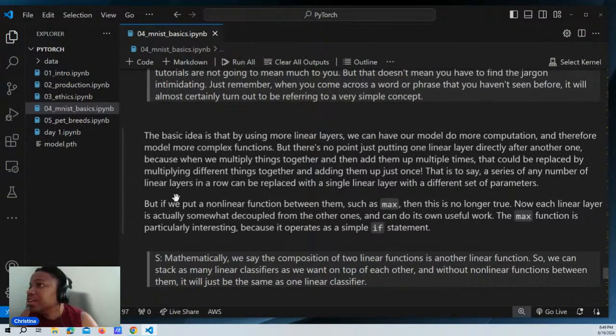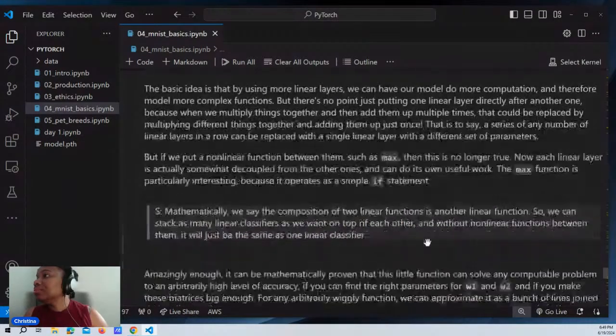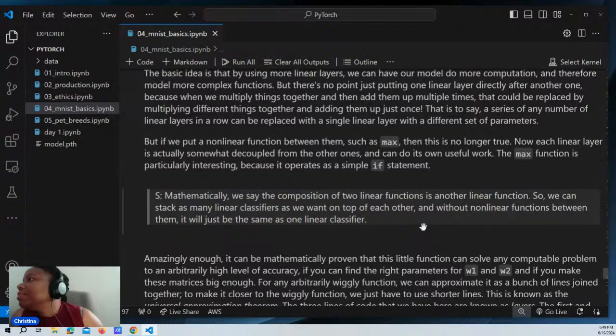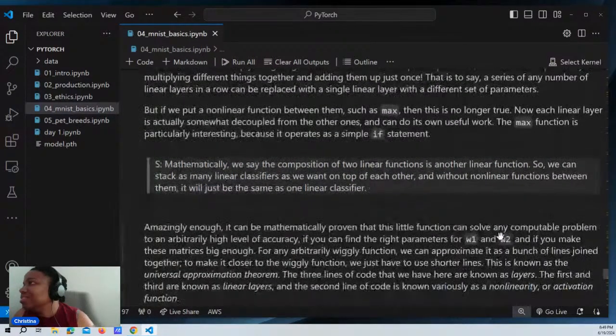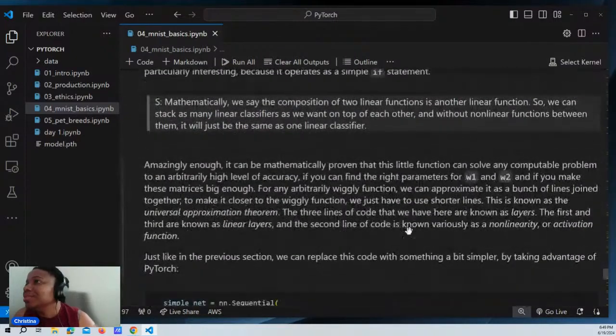Now each layer is actually somewhat decoupled from the others because it's taking that nonlinear layer in between, and it operates like an if statement. Oh, cool. So we say the composition of two linear functions is another linear function. So when we stack the classifiers without the nonlinear function, it's just the same as one linear classifier. Makes sense.